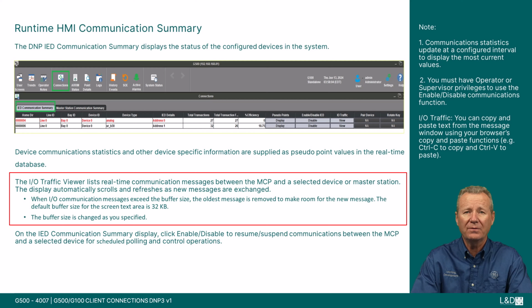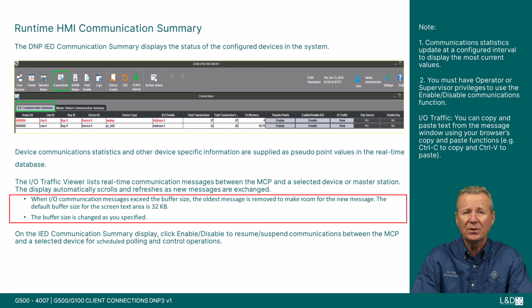The I/O traffic viewer window opens. Each message includes the following information: direction of message flow, incoming or outgoing, date and time of message, message content in ASCII or hex text as configured, message type. On the screen, you can show or hide info messages, pause or resume the display of messages, clear all messages from the buffer, and change the buffer size.